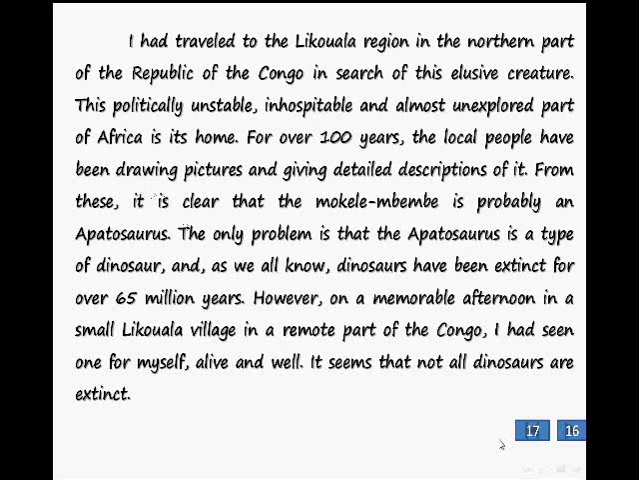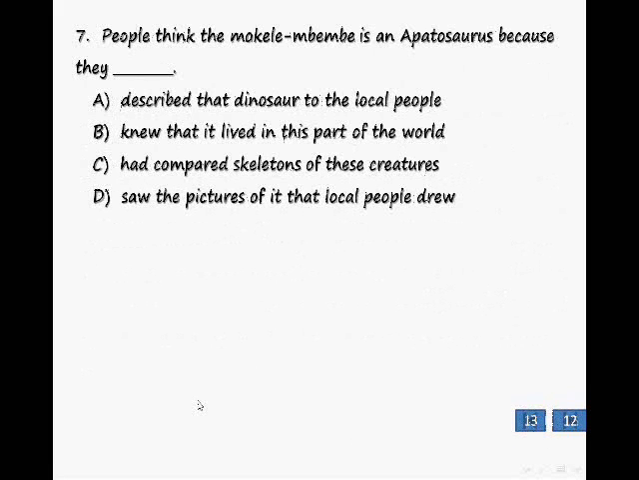Okay, so here I just found the word apatosaurus. I had to start reading from the beginning of this sentence, which is there. Here I can find my answer in the middle. So let's go back to the question. People think that this animal is an apatosaurus because they, sure, it's D, saw the pictures of it that local people drew.